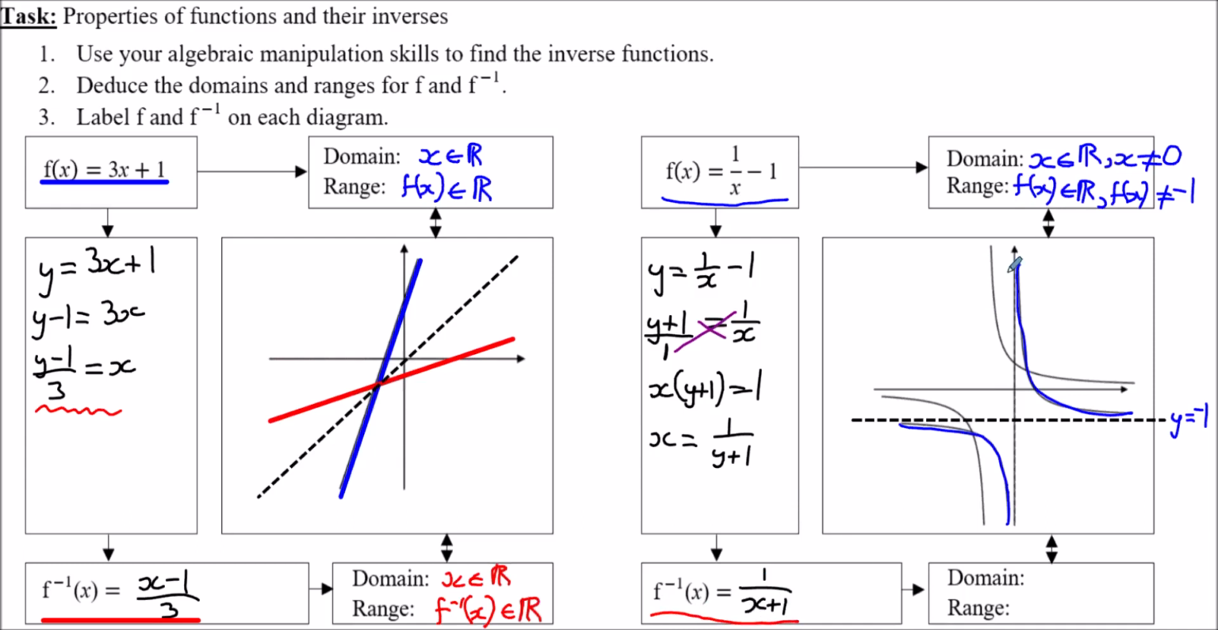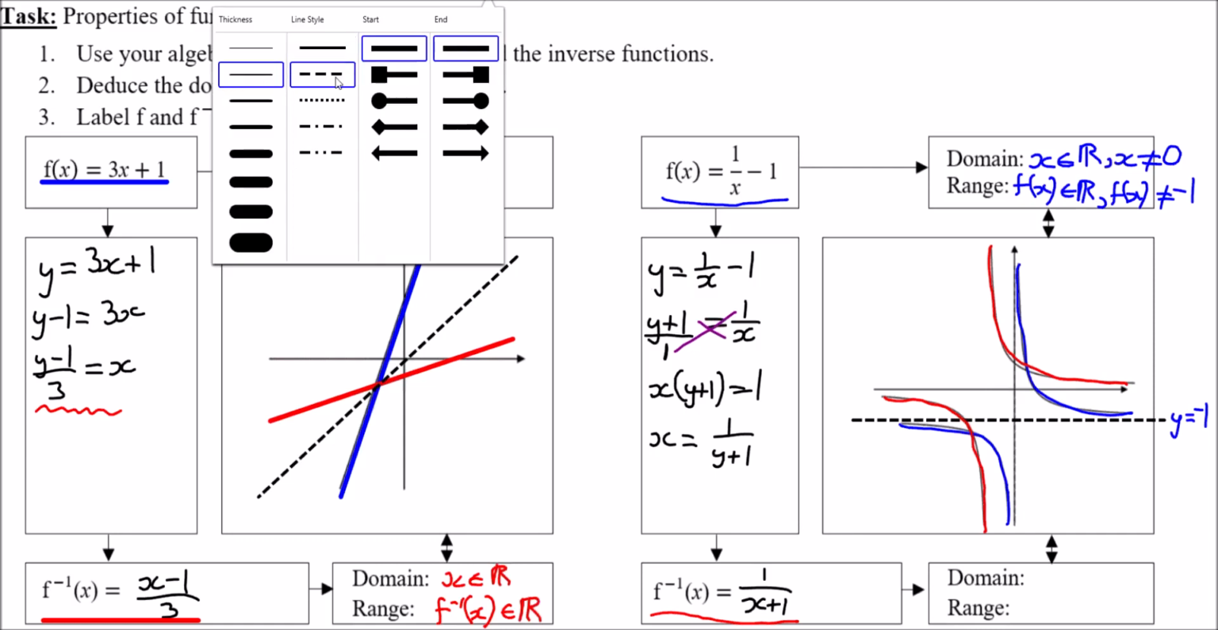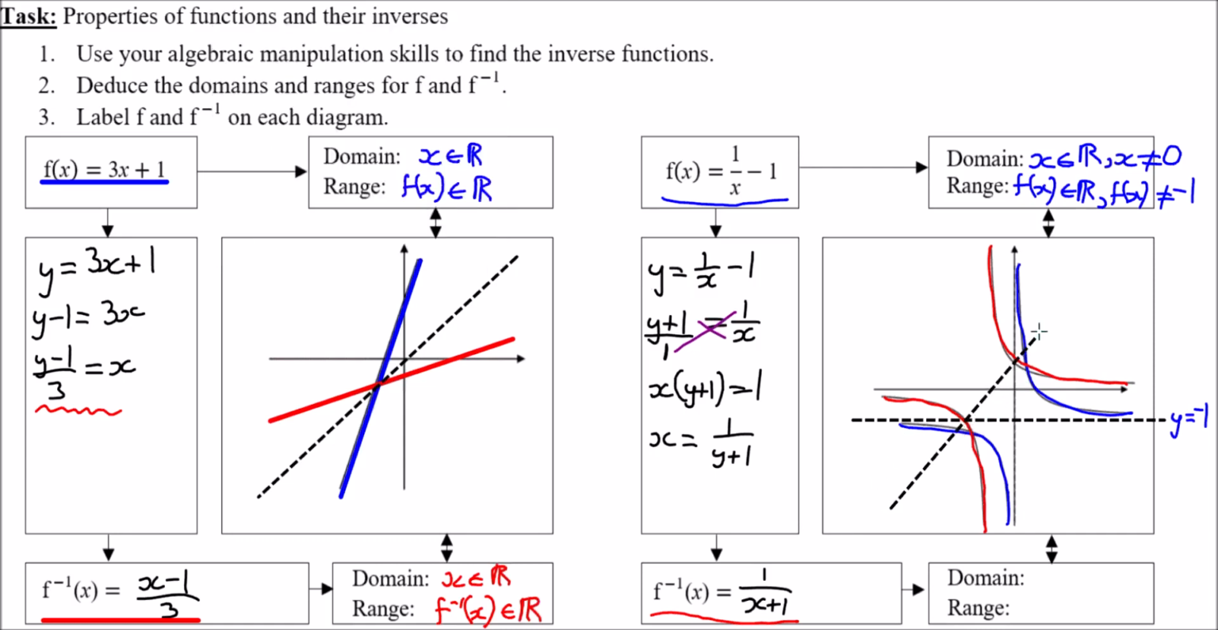So if I just trace over the inverse in red, the inverse is this curve here, which is slightly higher than this one here. And yet again, if you were to draw on the line of symmetry, you'd see that it goes through y equals x. That line there is the line of symmetry mapping one to the other.